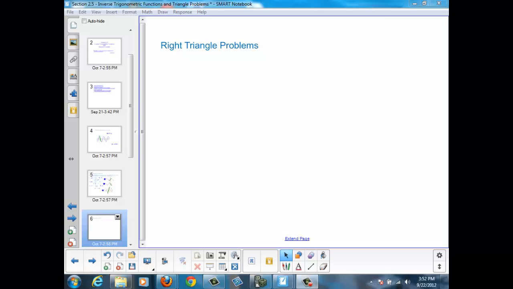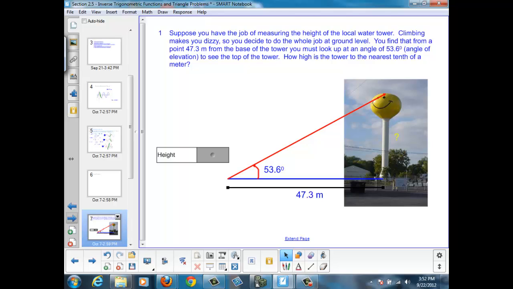Let's take a look at how we can use these inverse trig functions to solve right triangle problems and situations. Here's our first example. You have the job of measuring the height of the local water tower. Climbing makes you dizzy, so you decide to do the whole job at ground level.